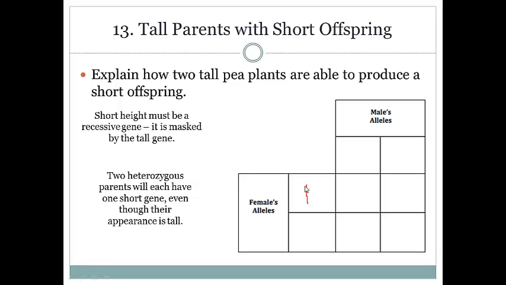So I'm going to do big T for tall, little t for short. Again, these are both heterozygous. So in this cross here, I would have big T, big T, big T, little t, big T, little t again. So all 3 of these offspring are tall. But then I've got these 2 recessive genes, which would give me 1 short offspring.